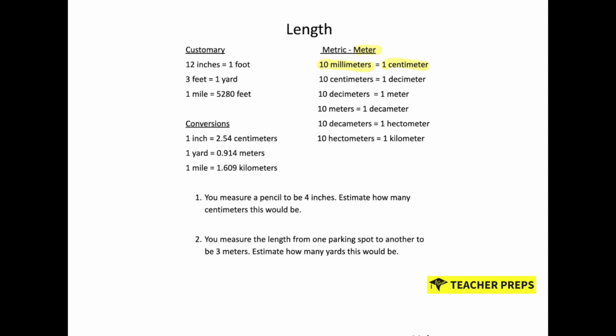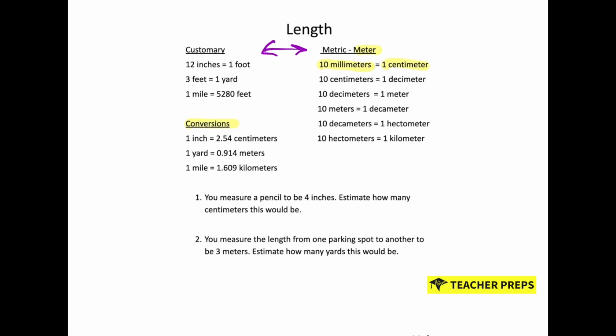The customary system does not work in powers of 10. You need to know the conversion factors to move from one unit to the next. There are conversion factors to go from one system to the other. Some of them include 1 inch is equal to 2.54 centimeters, 1 yard is 0.914 meters, and 1 mile is 1.609 kilometers. Let's look at converting from the customary system to the metric system and vice versa.